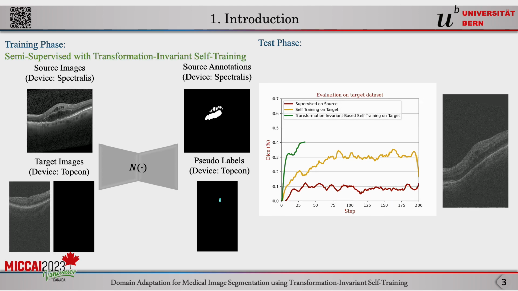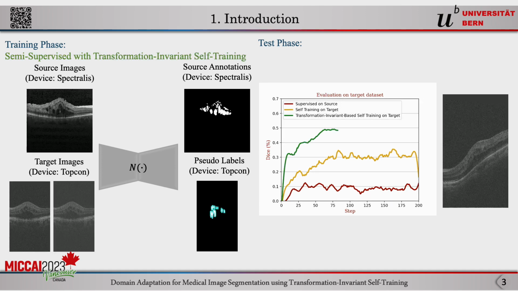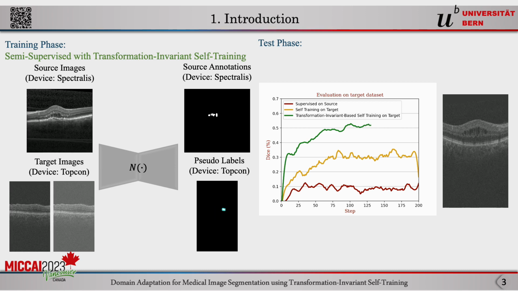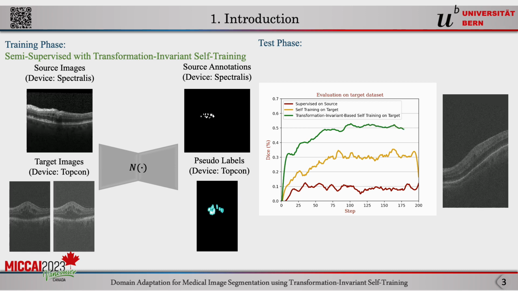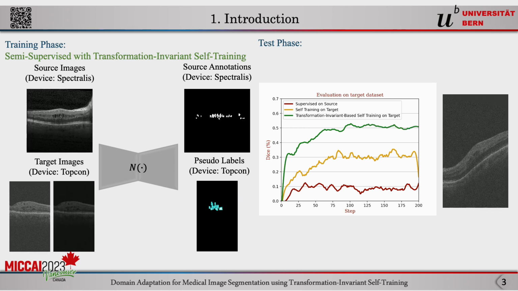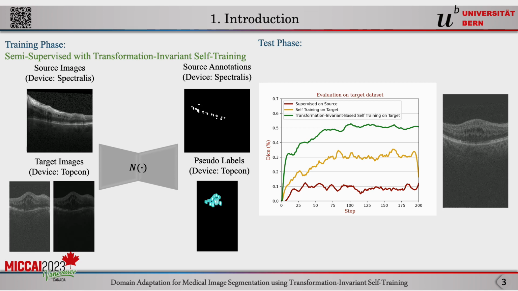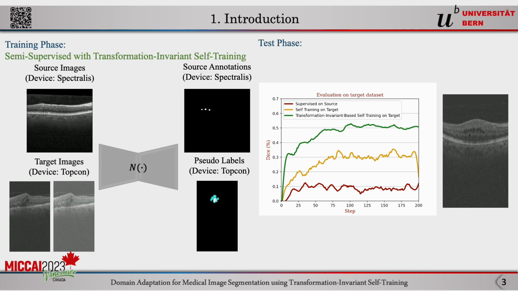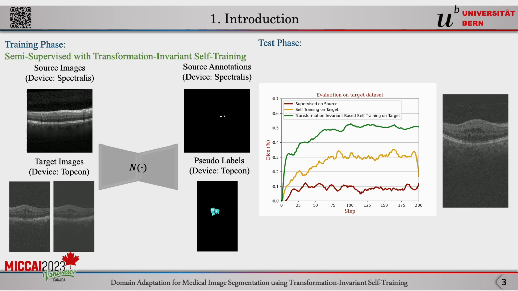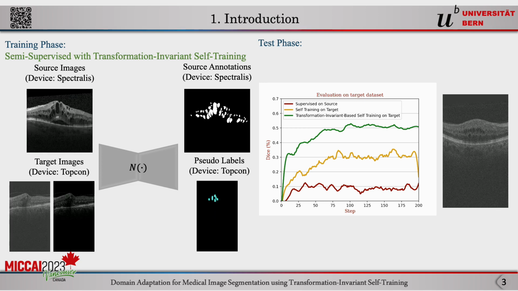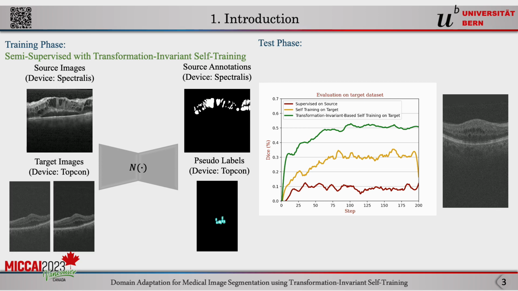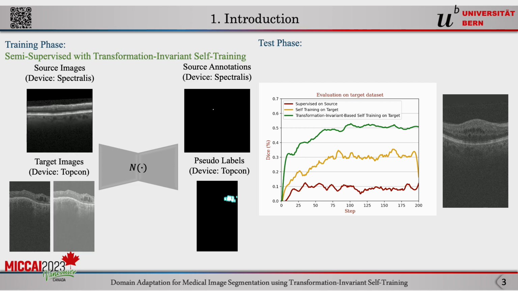Since the neural network performance should be invariant to image transformations, we look to this fact to identify uncertain pseudo-labels. Indeed, we argue that transformation-invariant detections can provide more reasonable approximations of ground truth. Accordingly, we propose a semi-supervised learning strategy for domain adaptation termed transformation-invariant self-training.